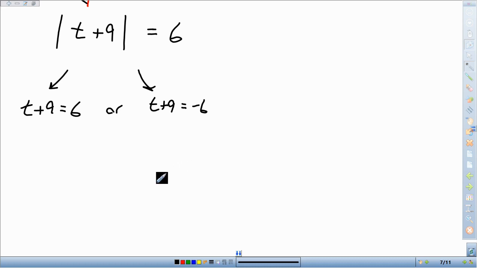Okay, and you probably already noticed this, but when we break it into the two equations, the absolute value bars disappear. That's why we break it into the two problems, to get rid of the absolute value bars. Then easy math here, subtracting both sides by 9. It looks like t is going to be equal to a negative 3. And again, subtracting both sides by 9, it looks like t is going to be equal to a negative 15.